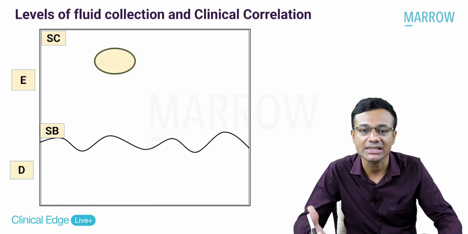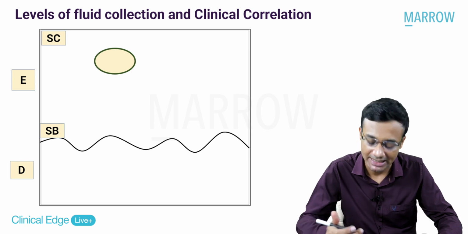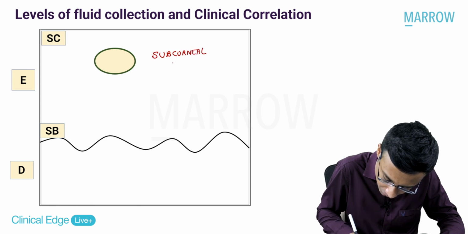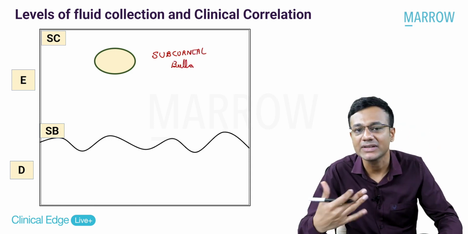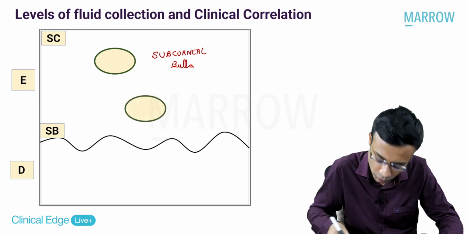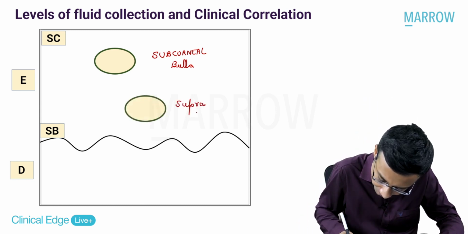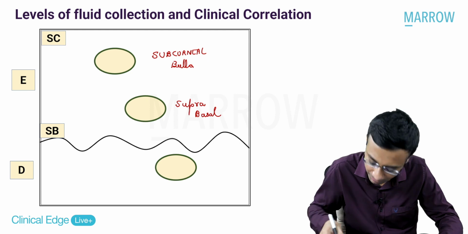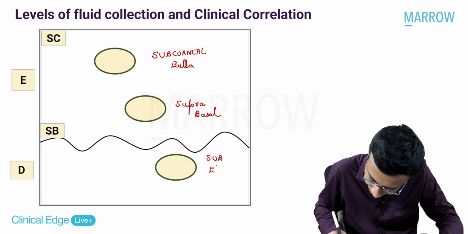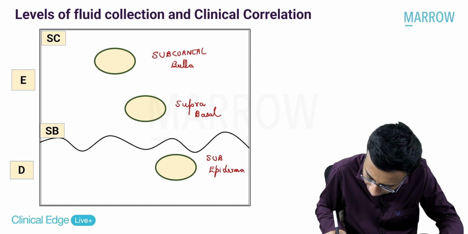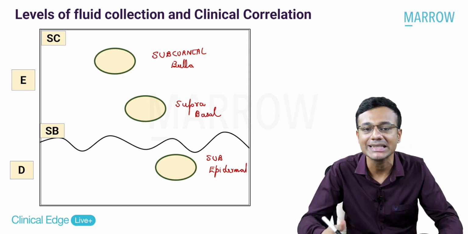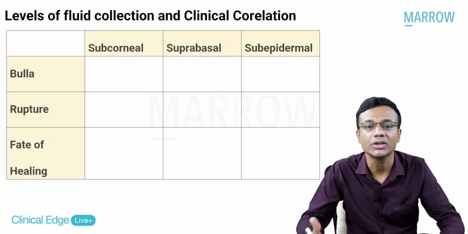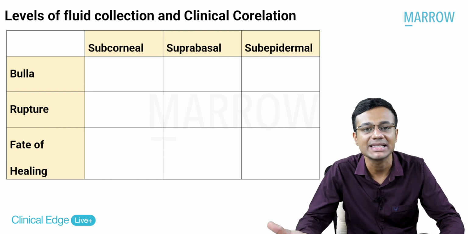So number one, the first is going to be just below stratum corneum, and this is going to be called as subcorneal bulla. The next bulla, which is just above the basal layer, is going to be called as suprabasal bulla. It's a suprabasal blister. And then the bulla which is just below the epidermis, this is going to be called as subepidermal blister. So we have subcorneal, suprabasal, subepidermal blister. Now, why are we learning all these levels of the blister? So that it translates into clinical practice.